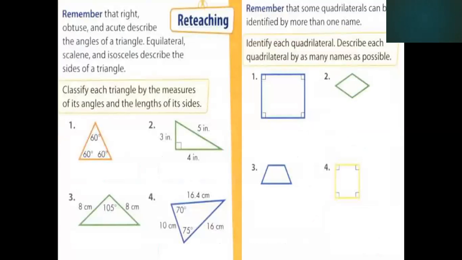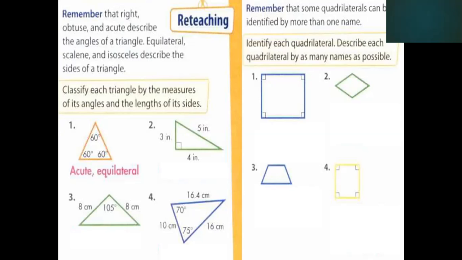Number one here: classify each triangle by the measures of its angles and the lengths of its sides. Firstly, when I talk about this triangle, I look at the angles. I have here three angles, each one is 60. So all three lie between 0 and 90, so all of them are acute angles. This triangle is called, according to its angles, an acute triangle. After that, when I look at the three sides, all of them are the same, so it is also called an equilateral triangle. So this triangle is acute and equilateral.